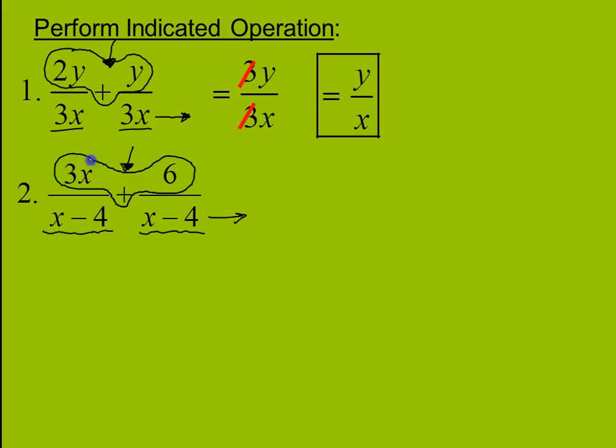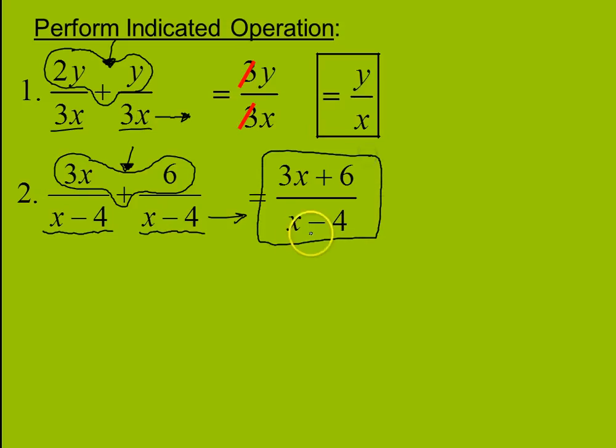We're adding the top, 3x plus 6. Can I actually add these? One of them has an x, one of them is just a constant. Can I actually add these? They're different. They're not like terms. So it just stays 3x plus 6. Now, if you stop right here, you are pretty close.